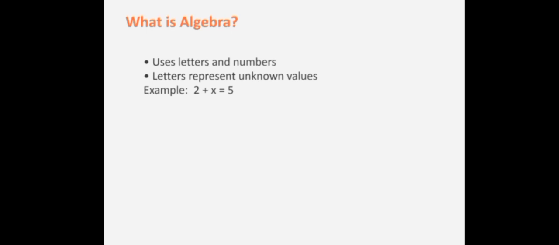Algebra is a part of mathematics where we use letters and numbers together. These letters are used to represent unknown values. For example, we have 2 plus x is equal to 5. Here x is a letter. We do not know its value yet. So algebra helps us to find the value of x.